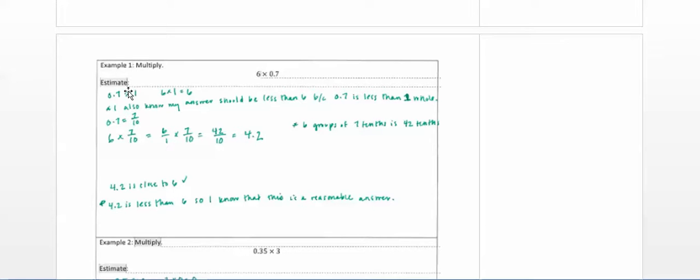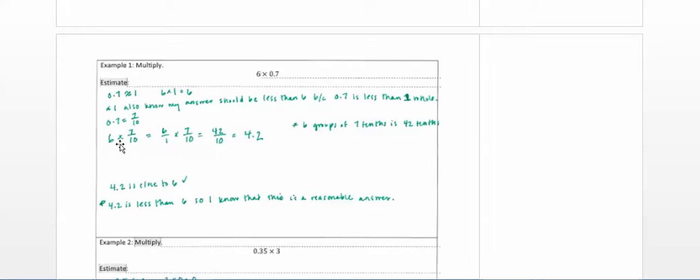Another way that we want kids thinking about this work is that we know that 7/10 is less than 1 whole. And so I'm multiplying 6 by a number less than 1 whole, which means that my answer should be less than 6. If we're getting a number that's greater than 6, that's not reasonable. All right, so now what we're going to have students do, just like yesterday, is rewrite 0.7 from a decimal into a fraction. So now I'm going to rewrite 0.7 as 7/10.